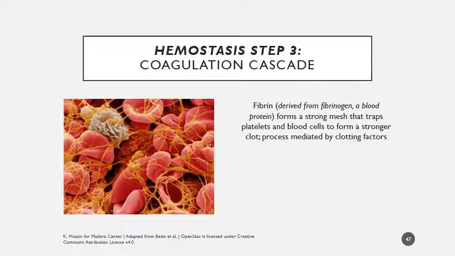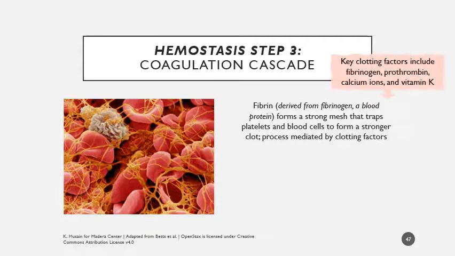This process is mediated by many different clotting factors. Some of those include fibrinogen, prothrombin, calcium ions, and vitamin K. Vitamin K is especially important for clotting. Your textbook has a whole list of clotting factors, and in nursing school you might need to go into detail on knowing all of them. You're not going to need to know them for this class. You should just generally know that relationship between fibrinogen and fibrin, these different steps of hemostasis, and broadly why it's important.